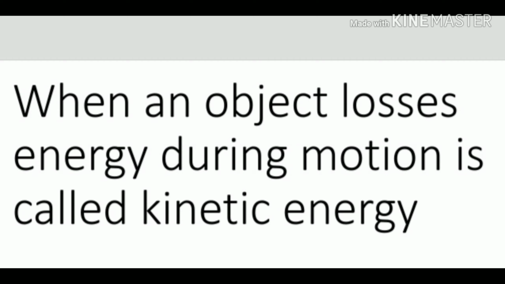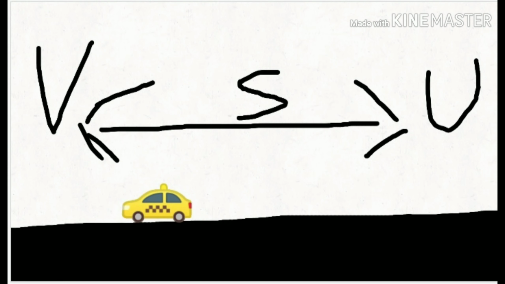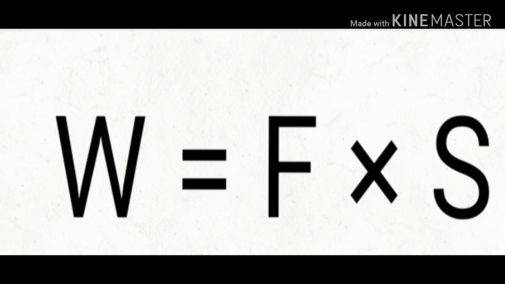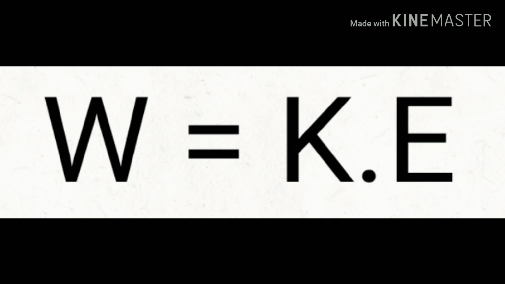I think you understood. Now let us move to the derivation of the formula. It has an initial and final velocity. We can say that work is equal to F into S, and work is equal to kinetic energy, because if there is no energy we can't do work. So if kinetic energy is there we can do work, so work is equal to kinetic energy, and we can say that kinetic energy is equal to F into S.